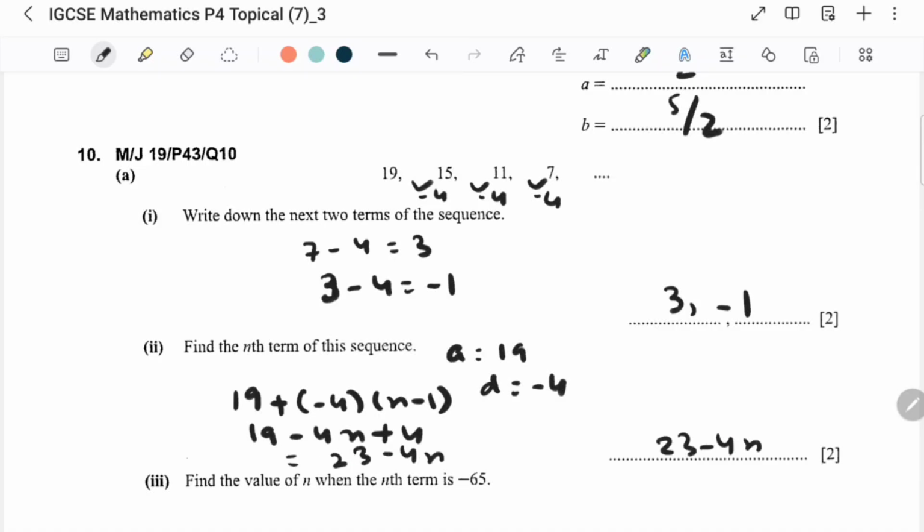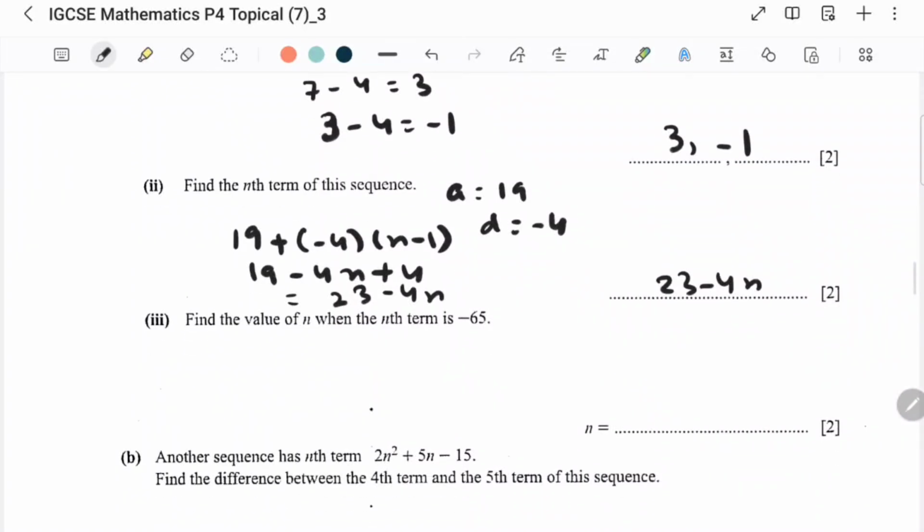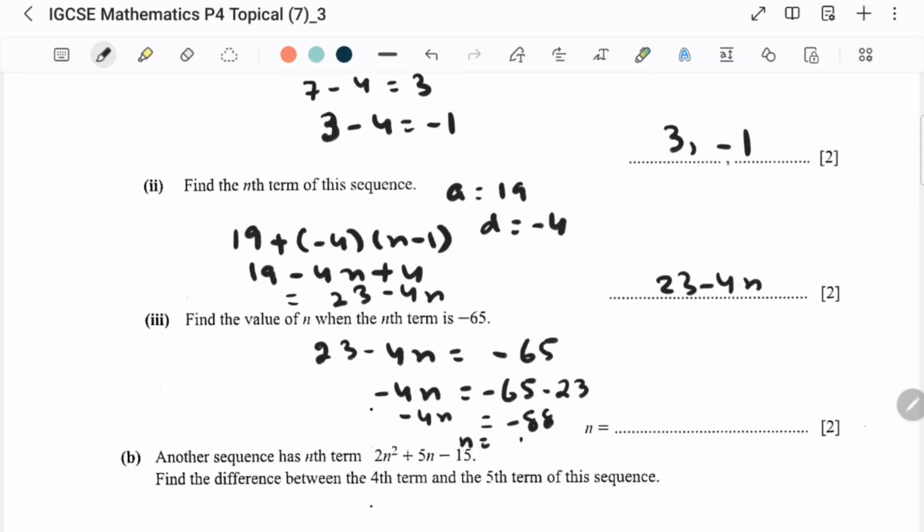Now find the value of n when the nth term is minus 65. Okay, value of n. Alright, so 23 minus 4n is equal to minus 65. Moving the 23, it becomes minus 4n is equal to minus 88. n is 88 over 4, which is 22. So n is equal to 22.